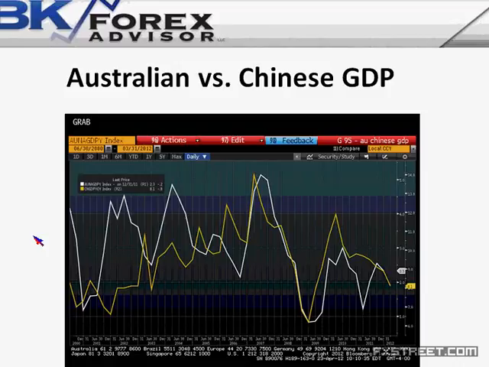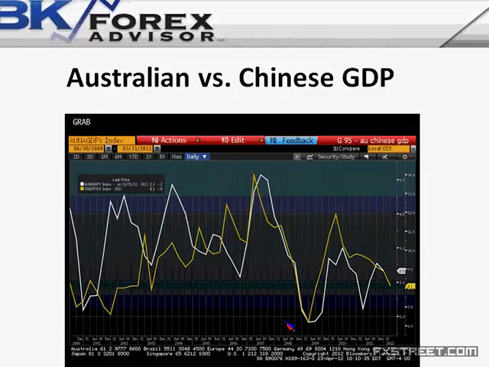So what you're seeing in this chart here is the year-over-year GDP rate for Australia, as well as the year-over-year GDP rate for China. The white line on this chart is the year-over-year rate for Australia, and the yellow line is the annualized GDP rate for China. And what I want to draw to your attention is that oftentimes the yellow line will lead the white line, which basically means that the Chinese economy and Chinese growth is leading the Australian economy and Australian growth.